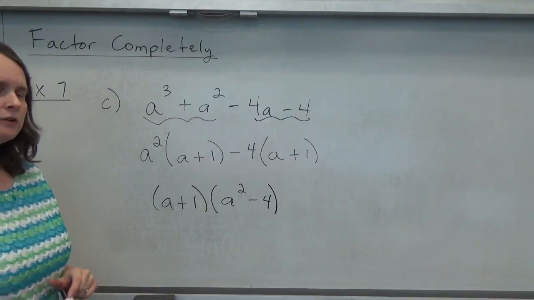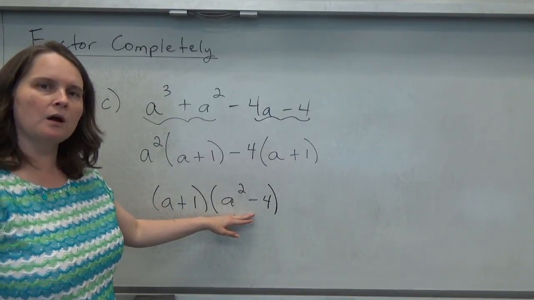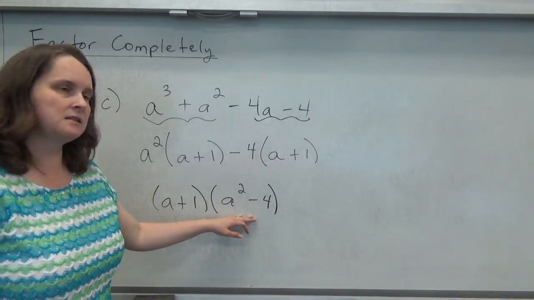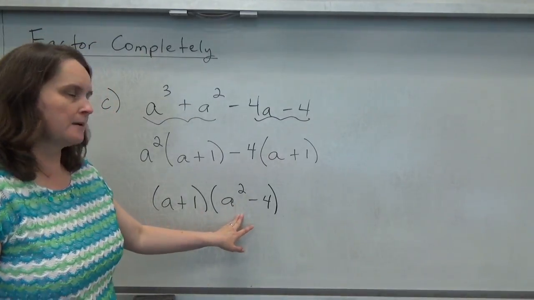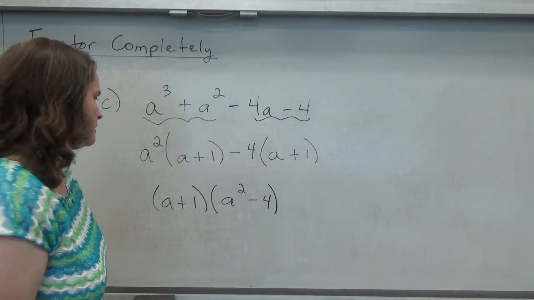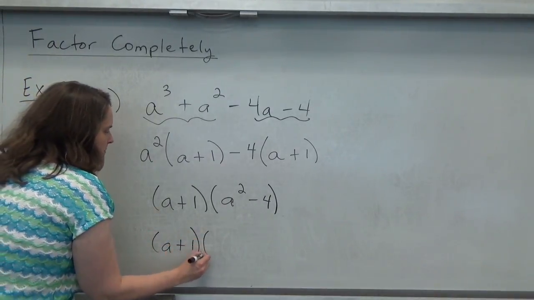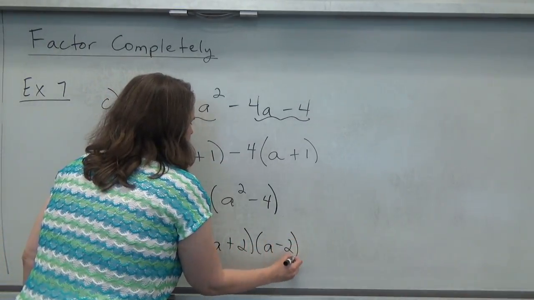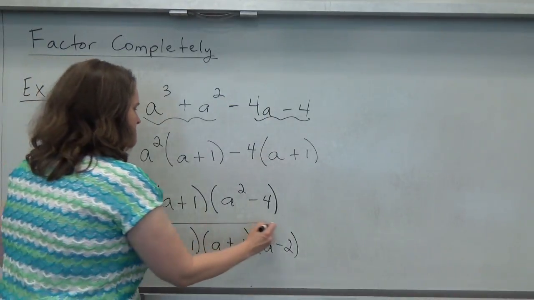Can we go any further? A plus 1, no. A squared minus 4, hopefully now you're seeing that, yes, we can go further with that. That's the difference of squares. That will factor as a plus 2 times a minus 2, just using the difference of squares formula. So we've got a plus 1 times a plus 2 times a minus 2. And that is as far as we can take this one.